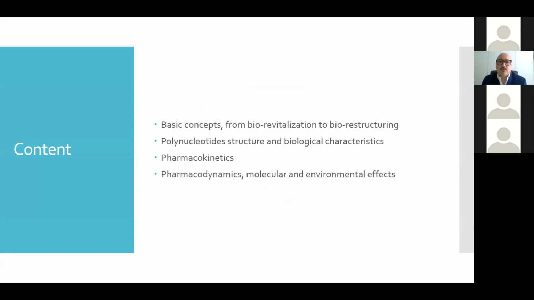First of all, I want to focalize on the difference between the biorevitalizing product and the biorestructuring product. What are the differences, when we have to use one and when we have to use another typology of product? Then we speak about the polynucleotide structure, the chemical structure and the biological characteristics of polynucleotides. We will analyze altogether the pharmacokinetic characteristics of the polynucleotides, and finally also the pharmacodynamic characteristics with a special focus on the molecular receptor and the molecular effect of the polynucleotides.